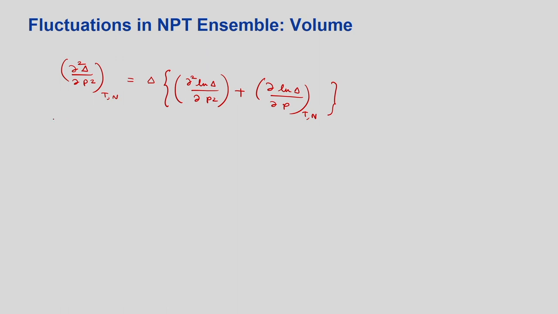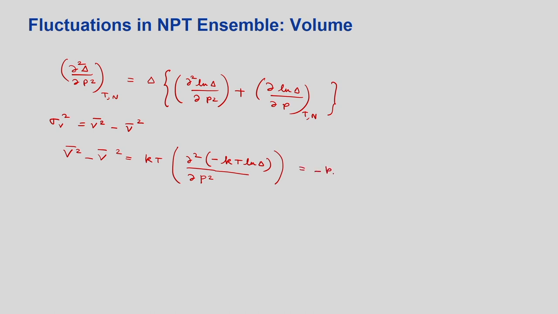Now you know the expression for sigma V square. Sigma V square is nothing but V square bar minus V bar square. So I will replace V square bar and V bar square from these expressions. If you do that, sigma V square equals V square bar minus V bar square, equal to KT into dou square by dou P square. I can write this entire term in terms of KT ln delta, so it becomes dou square of minus KT ln delta, which is minus KT dou square G by dou P square, equal to minus KT dou V bar by dou P.